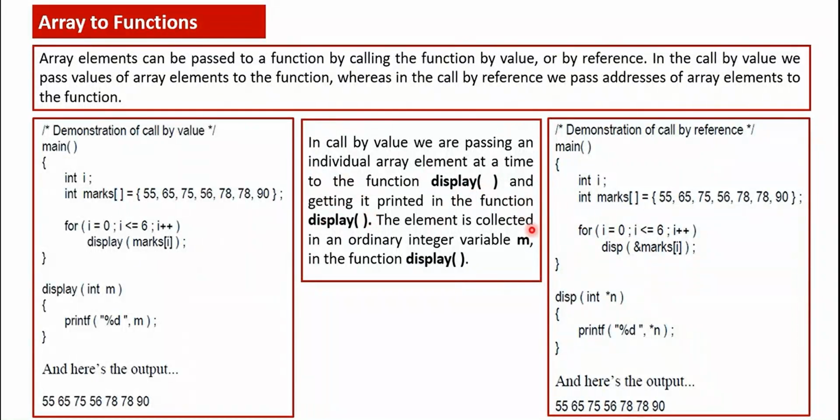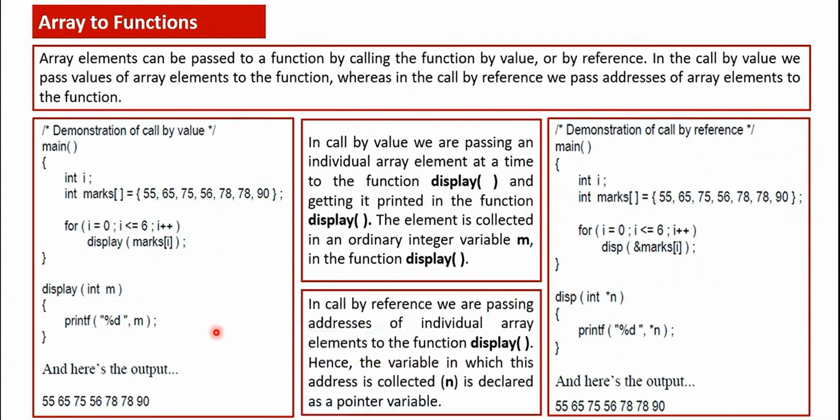The element is collected in an ordinary integer variable m in the function display, okay? That means this is an ordinary variable, integer type m. M will copy the elements for each index and just simply print that. But in call by reference, we are passing address of individual array.